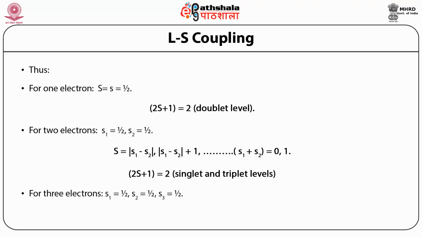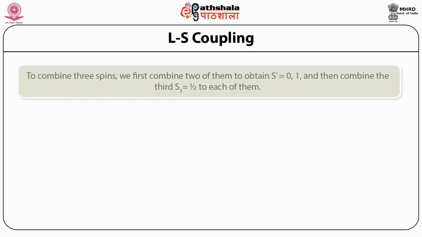For 3 electrons, S1 is equal to 1/2, S2 is equal to 1/2, S3 is equal to 1/2. Combining 3 spins, we first combine 2 of them to obtain S' = 0, 1, and then combine the third, S3 = 1/2, to each of them.